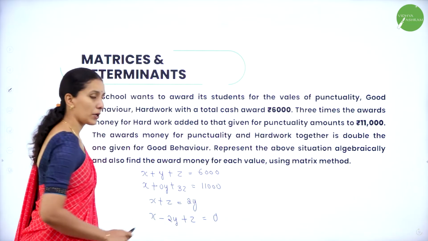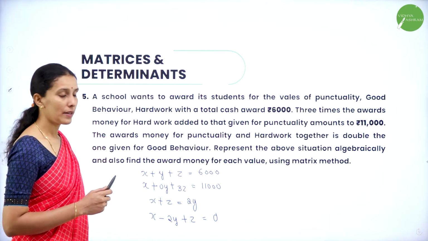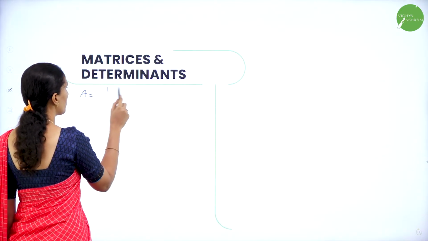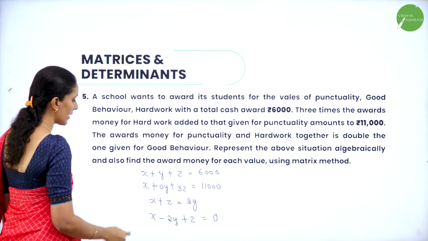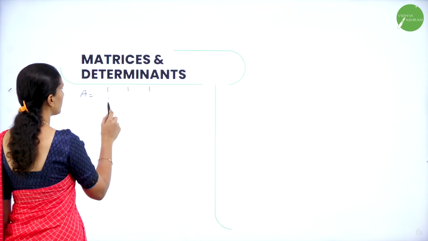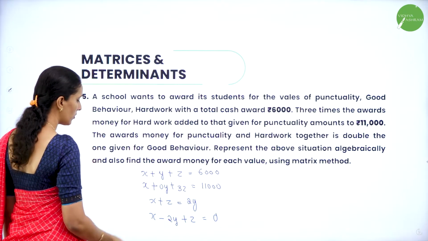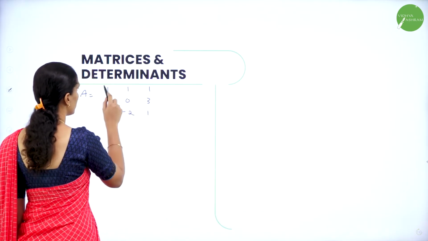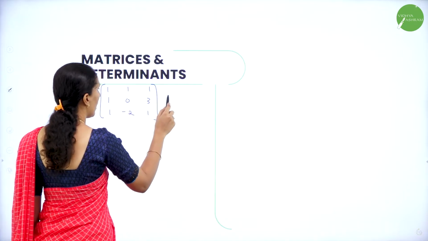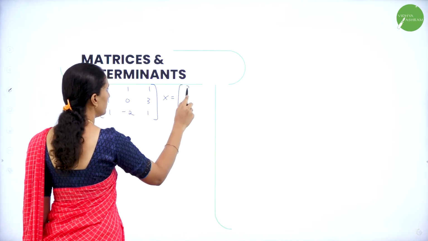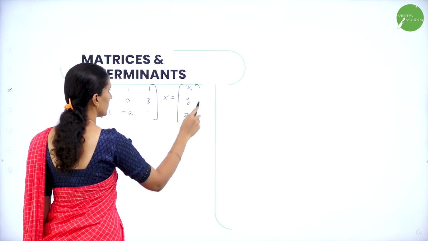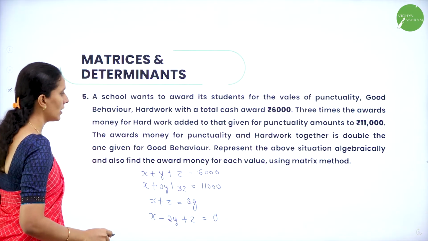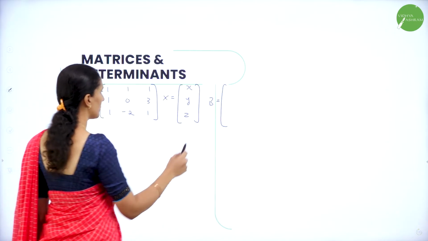Now these are the 3 equations we have. Let us write this in matrix form first. So let me write matrix A. First row is 1, 1, 1. Second row is 1, 0, 3. Third row is 1, minus 2, 1. And x, y, z along with B. So B we have 6,000, 11,000 and 0.